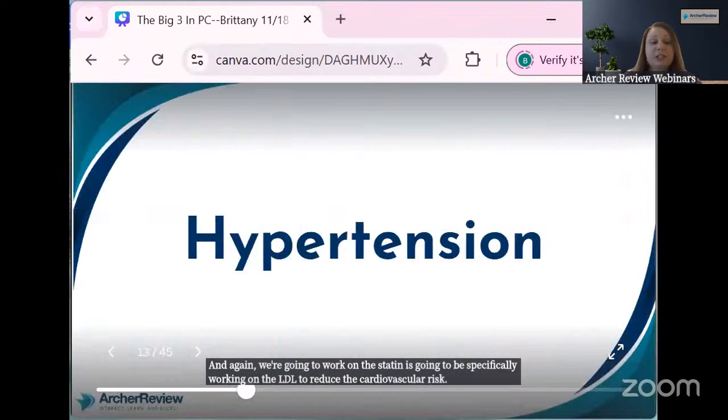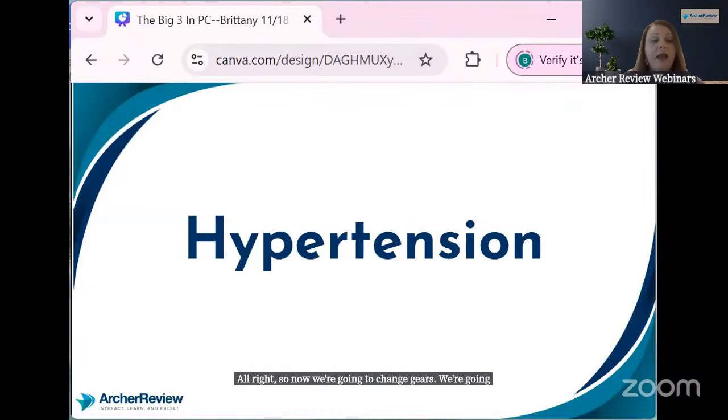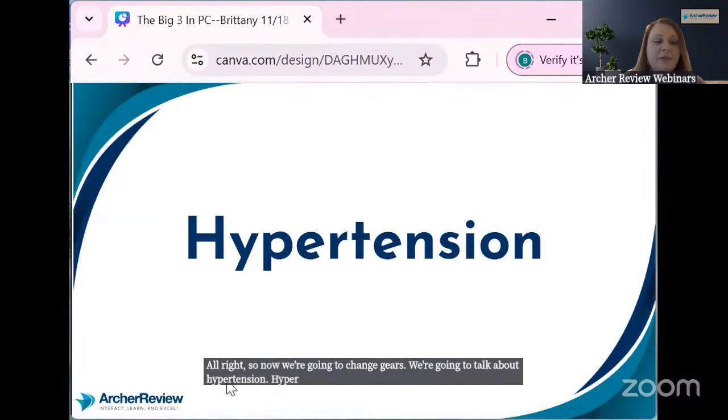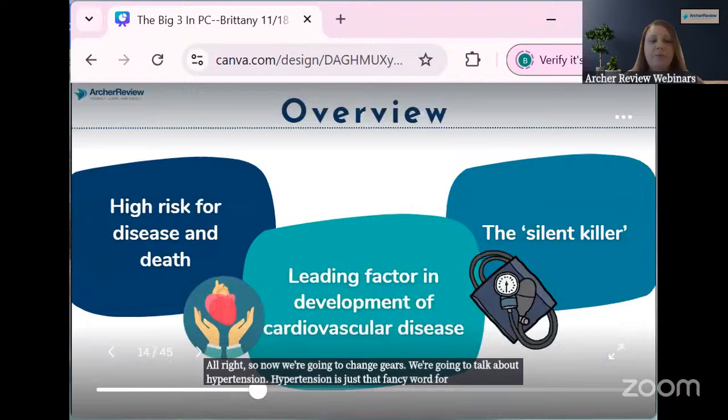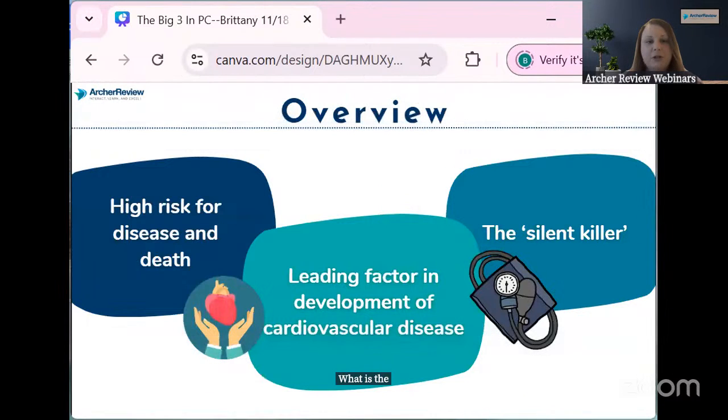All right, so now we're going to change gears. We're going to talk about hypertension. Hypertension is just that fancy word for high blood pressure. Who can put in the chat what the blood pressure is where we start thinking about starting medication?